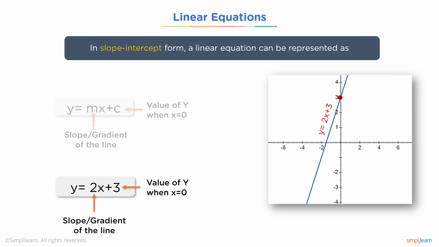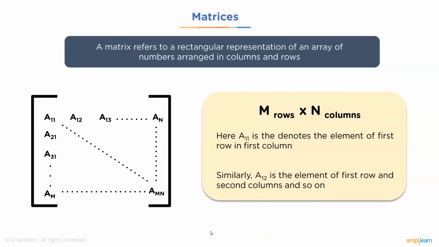So, matrices. A matrix refers to a rectangular representation of an array of numbers arranged in columns and rows. So we're talking m rows by n columns. Here, A11 denotes the element of the first row in the first column. Similarly, A12, and it's really pronounced A11 in this particular setup. So it's row 1, column 1. A12 is row 1, column 2. First row and second column, and so on.